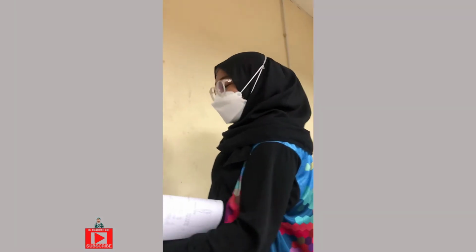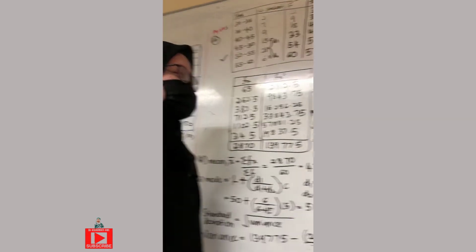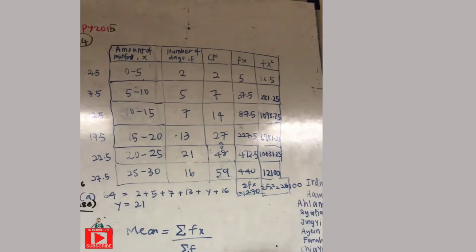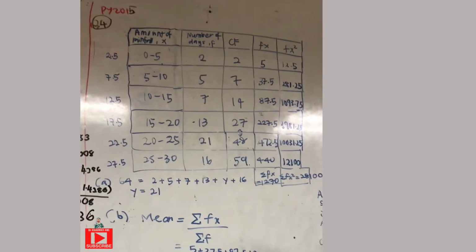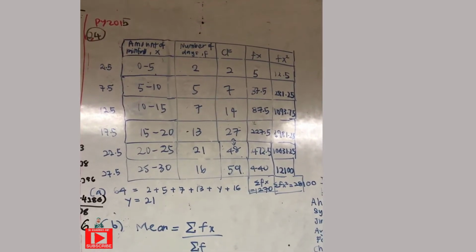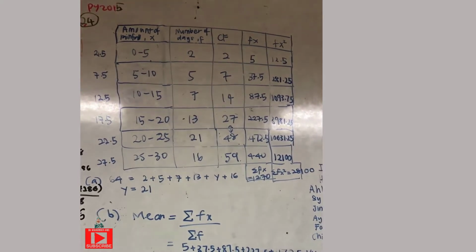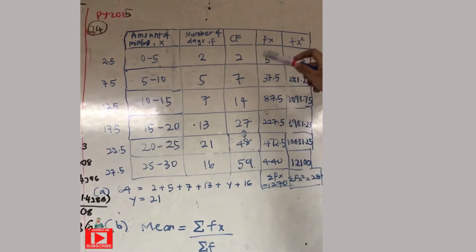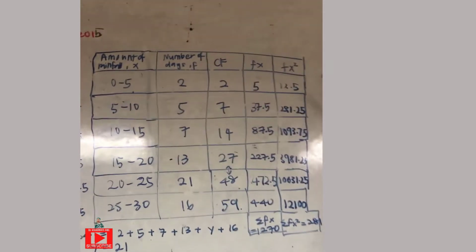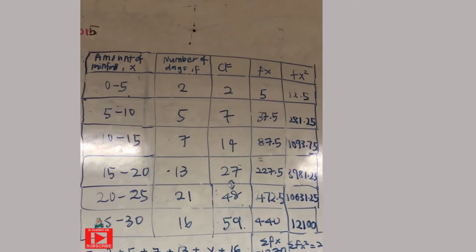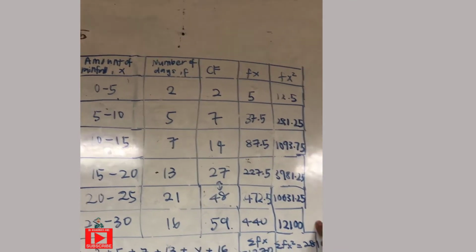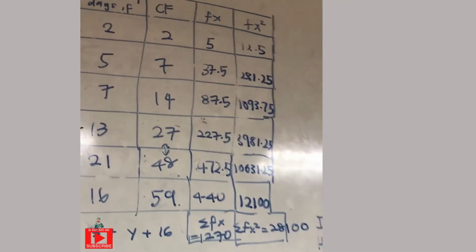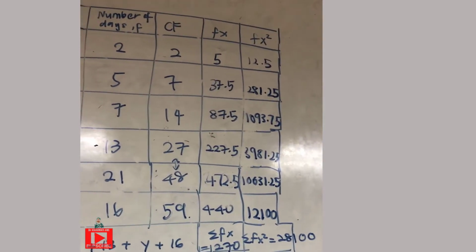So for question 24, it is given the table with only these two columns, and it stated the amount of rainfall for 64 days. 64 days is the total frequency. So we have to add 3 more columns, that is cumulative frequency, fx, and also fx squared. So we add all together to make it easier. So total of fx, we got this. Total of fx squared, we got this.